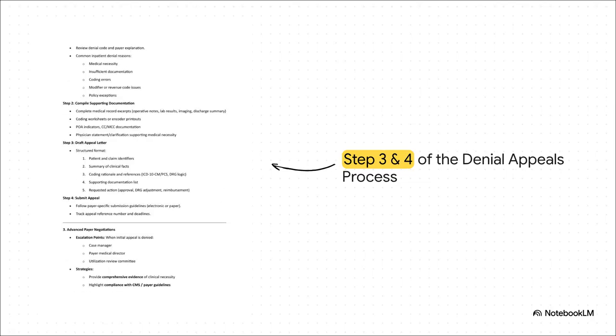Now, for steps 3 and 4, it's all about execution. You're drafting a highly structured appeal letter and managing some seriously rigid submission deadlines. You absolutely have to log your appeal reference numbers and deadlines in a centralized dashboard. Because look, if you miss a deadline, you forfeit the revenue, period. It doesn't matter how brilliant your clinical case is, the window just closes.